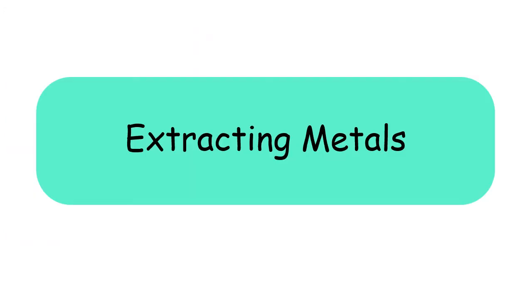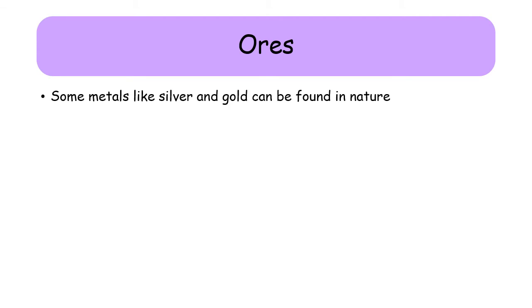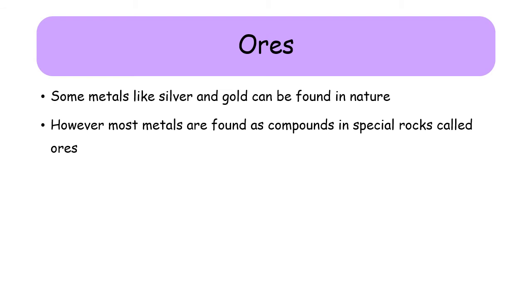Our next topic is how do we extract metals? How do we end up with pure metals? Some metals, like silver and gold, you can find in nature. You might have seen people on TV programs going to rivers or digging up gold, and you can sometimes also do that with silver. But most metals are actually found inside rocks, and they're found as compounds. A rock that contains a lot of metal is known as an ore.